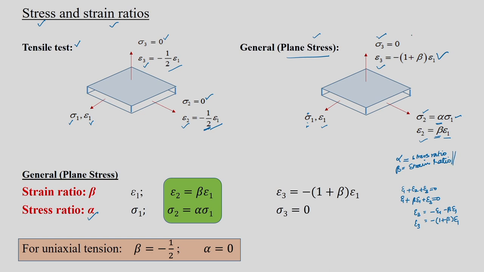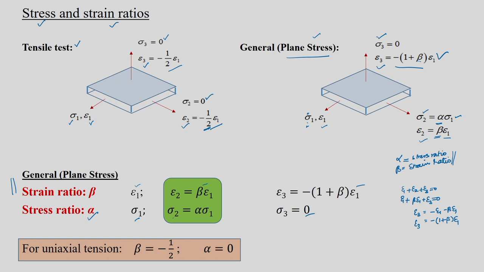Sigma 3 is 0. Here also sigma 3 is anyway 0, because it is plane stress. Epsilon 3 is equal to minus 1 by 2 into epsilon 1. Here also we do not know what that is, but from this relationship we are getting minus of 1 plus beta into epsilon 1. So if you know beta, you can substitute here and get epsilon 3. This is what is summarized here. In general, for plane stress, I can write epsilon 1, epsilon 2 is beta into epsilon 1, and epsilon 3 is equal to minus of 1 plus beta into epsilon 1. And of course, sigma 1 will be there, sigma 2 will be equal to alpha into sigma 1, and sigma 3 will be equal to 0.